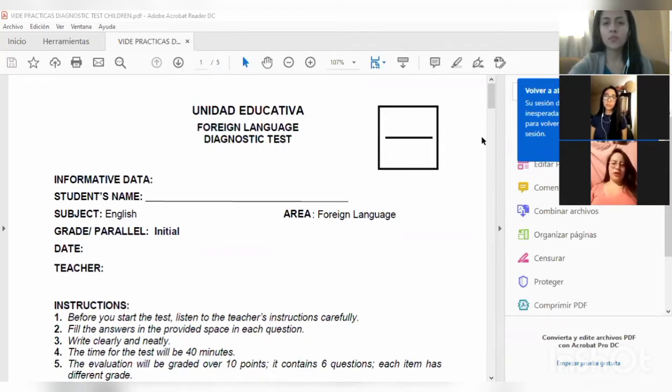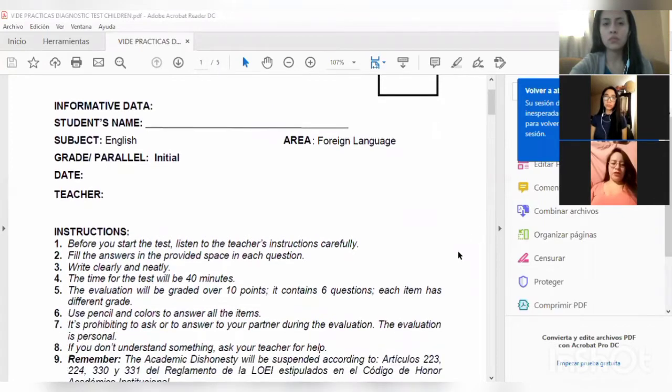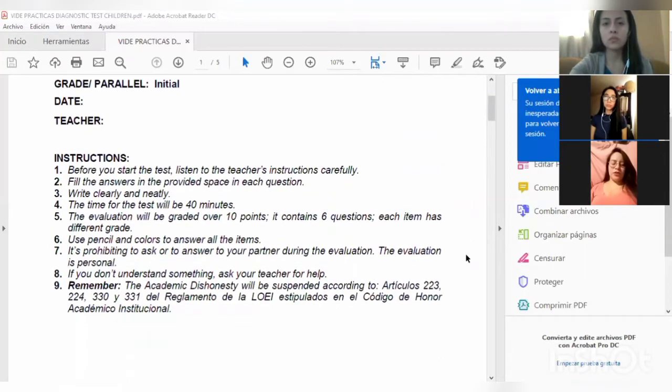The first one, we need to include the educational unit and also the informative data of the students. In the first part, we need to include the student's name, the subject, the area, the grade, parallel, date, and finally the teacher's name. Also, we need to include the instructions. The instructions the teacher must read before starting the test.